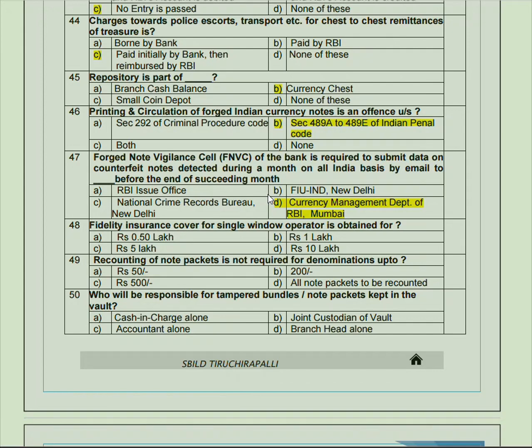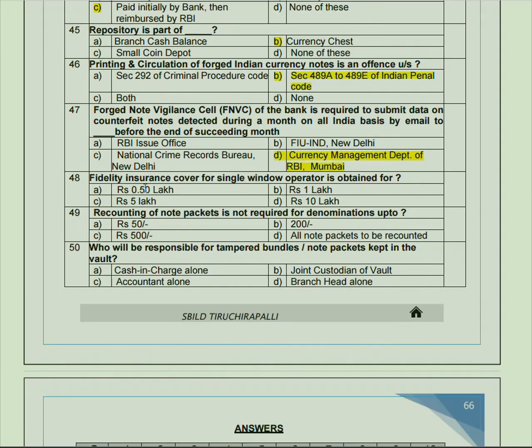Okay. 48, fidelity insurance cover for single window operator is obtained from C.